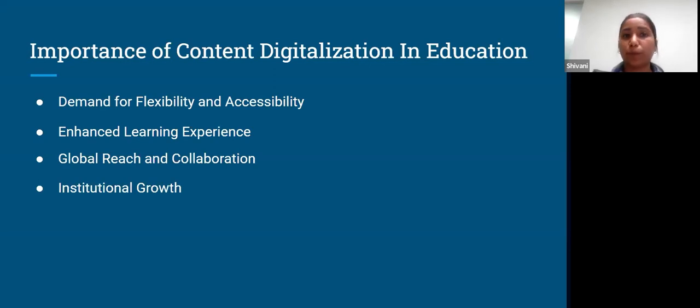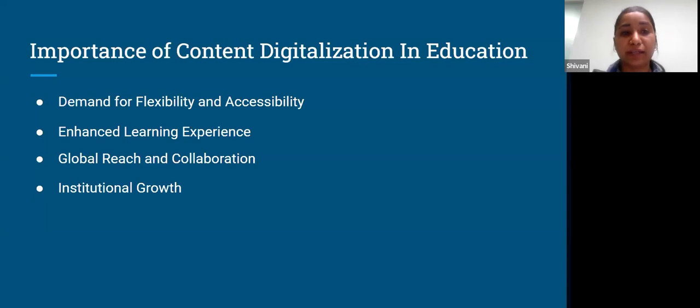This is the major importance of content digitalization, specifically for higher education. Because content digitalization is really important for schools and colleges to grow. It helps them reach more students by making learning materials available online. And this can lead to more students enrolling, which brings in more money and boosts the school's and university's reputation. Also, digital content can be updated easily, so educators or institutes can update their digital content very frequently.